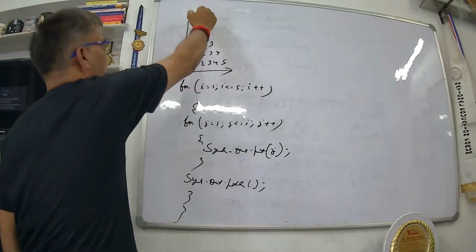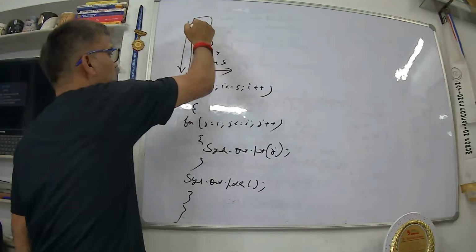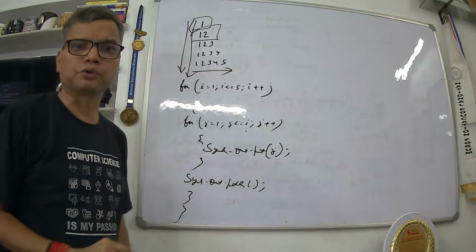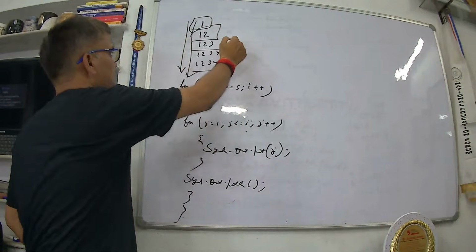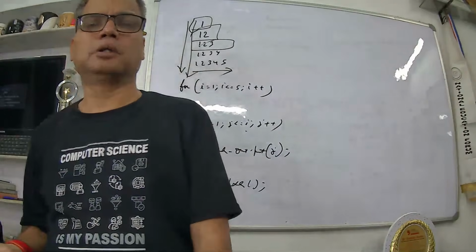What happens? i goes from 1 to 5. When i is 1, j goes from 1 till 1. When i is 2, j begins from 1 and goes till 2. When i is 3, j begins from 1 and goes till 3. So the loop of j depends on i.